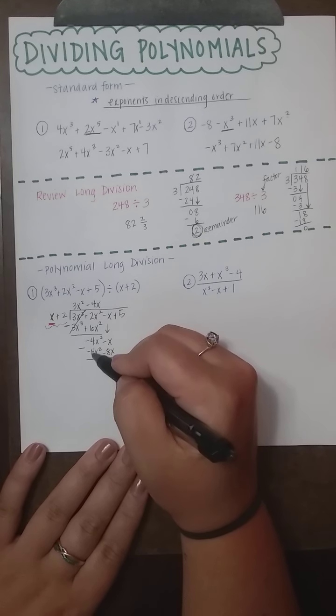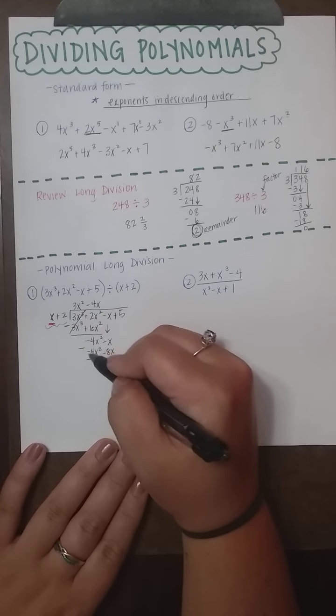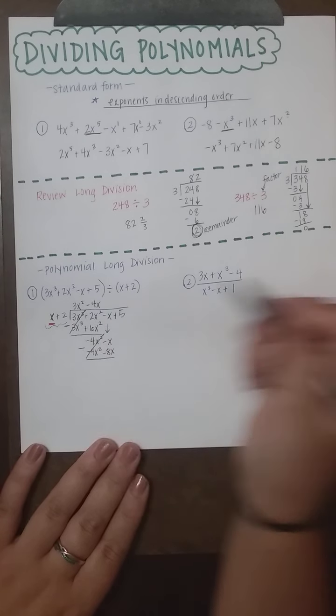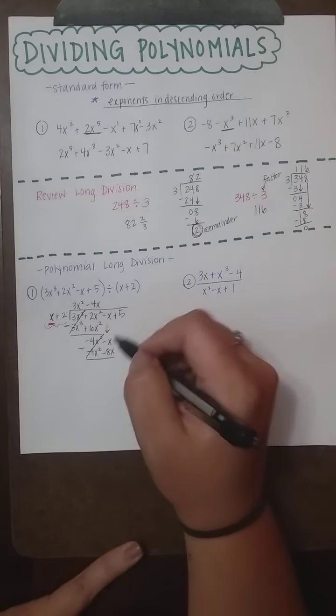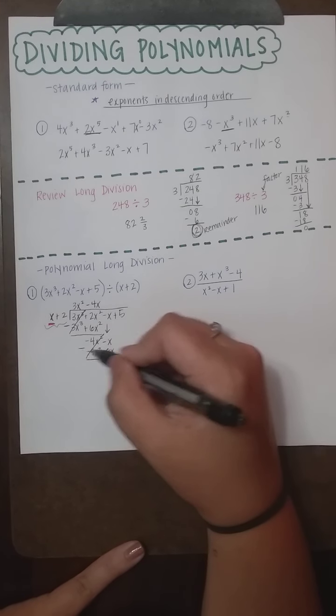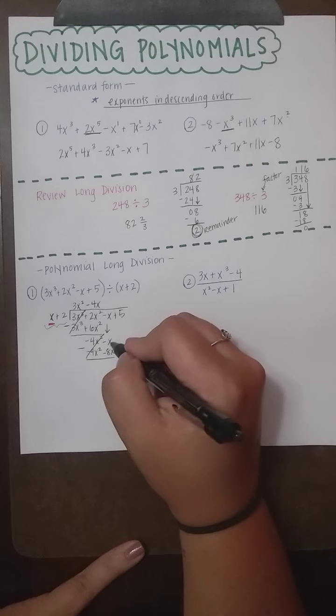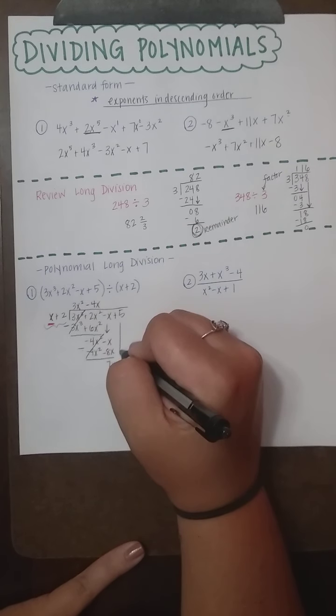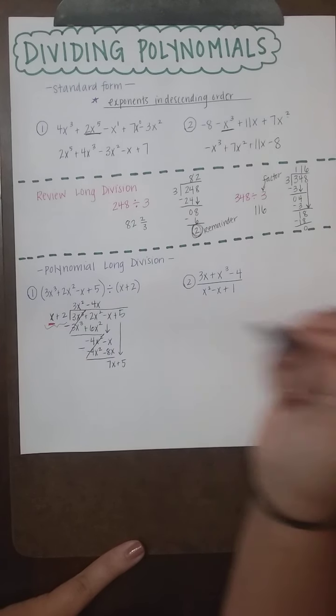Negative 4x squared minus negative 4x squared, right? Minus a negative becomes a plus. So negative 4x squared plus 4x squared is 0. It cancels. Negative x minus negative 8x. That double negative there becomes a plus. So negative x plus 8x is a 7x. And then I bring down the plus 5.